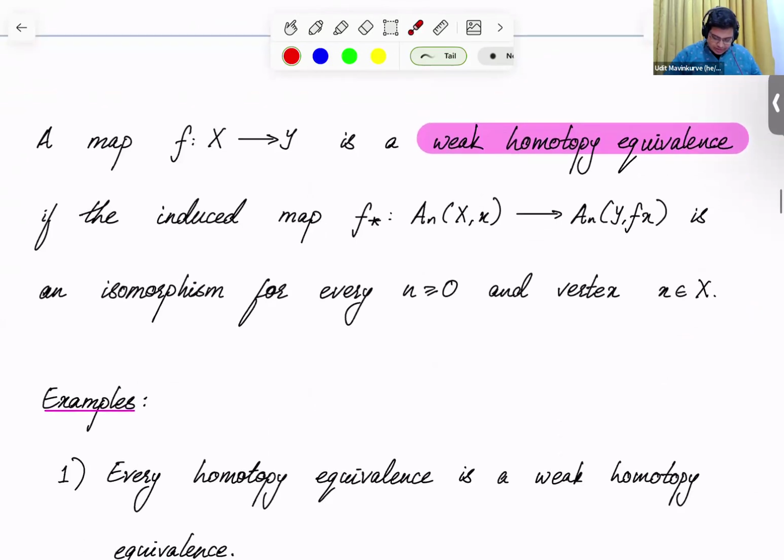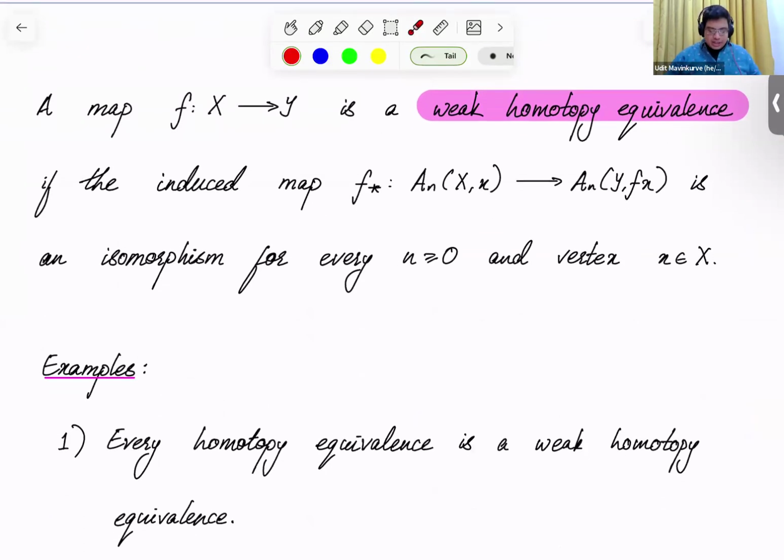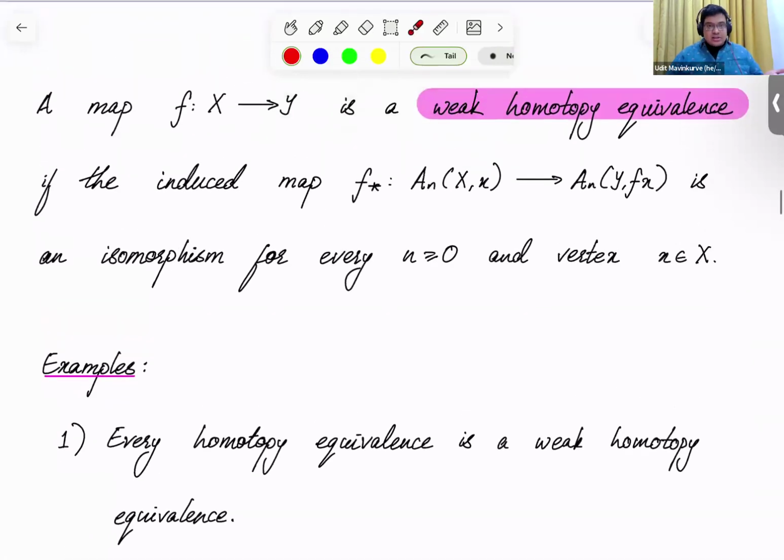So let's look at examples of this. The first thing I said was that the discrete homotopy groups are a homotopy invariant. So that's what this example is saying, that if you have a homotopy equivalence, that's going to induce an isomorphism on all the homotopy groups. Now, in classical topology, if you look at CW complexes, then the converse is true as well. Every weak homotopy equivalence between CW complexes is also a homotopy equivalence. That means for every map that induces isomorphisms on the homotopy groups, you actually have a homotopy inverse.